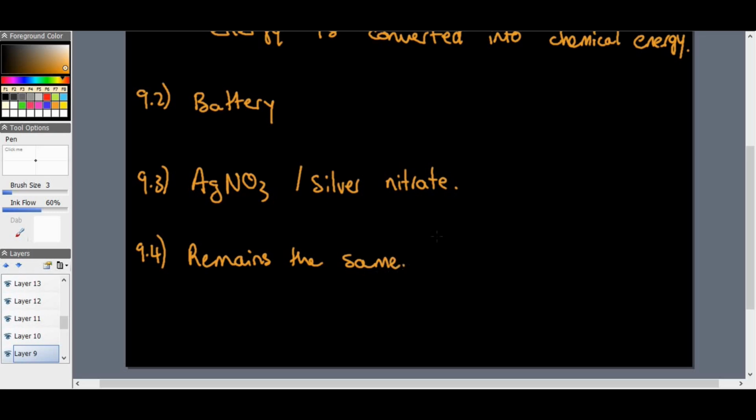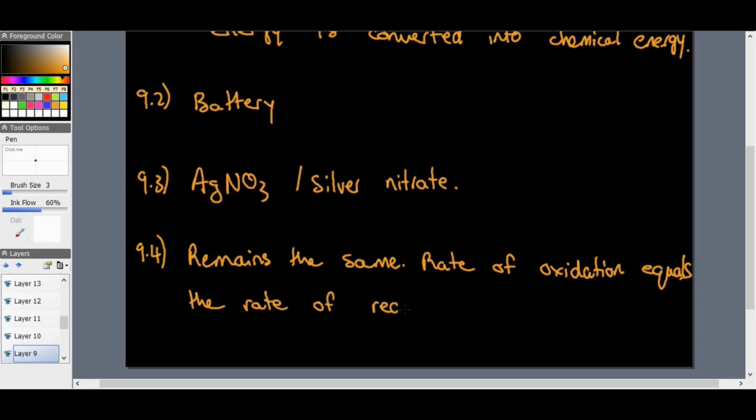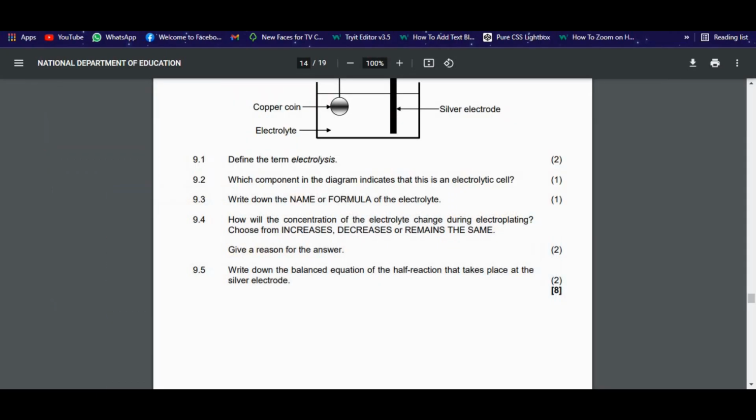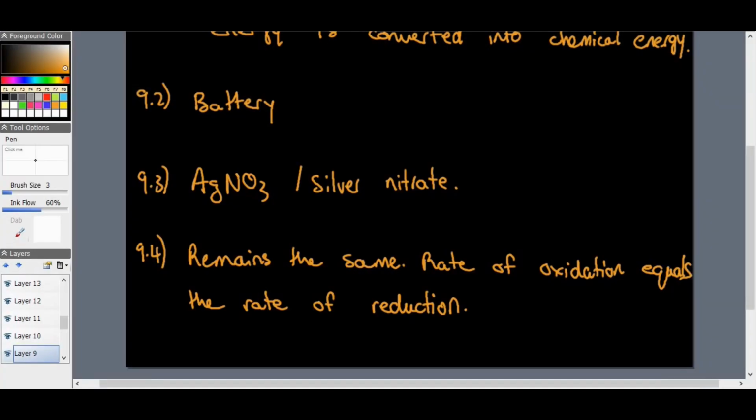What's the suitable answer? Remember, we want to keep our answer brief. So what I said was quite long and very explicit. Well, the rate of oxidation equals the rate of reduction. Boom, bada, ba. We go back there. I'll leave that answer up there for you. The rate of oxidation equals the rate of reduction.